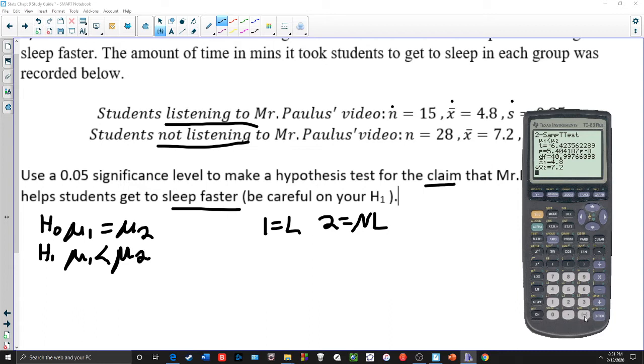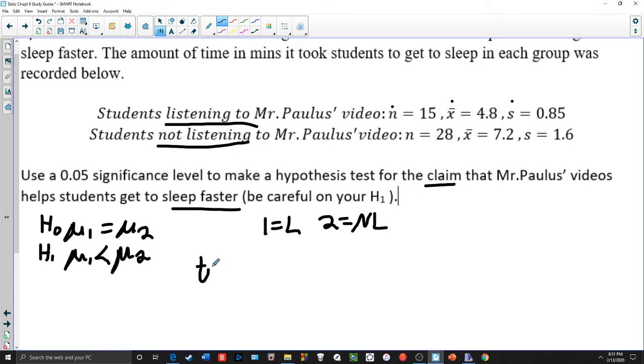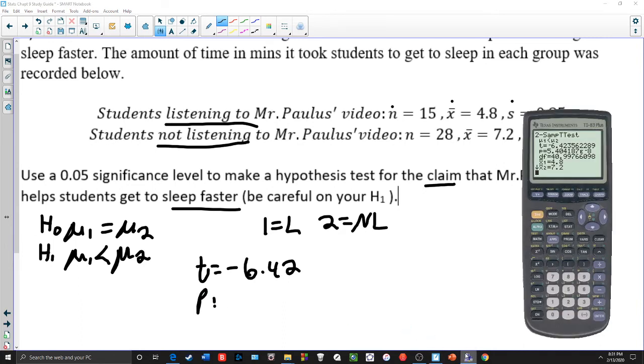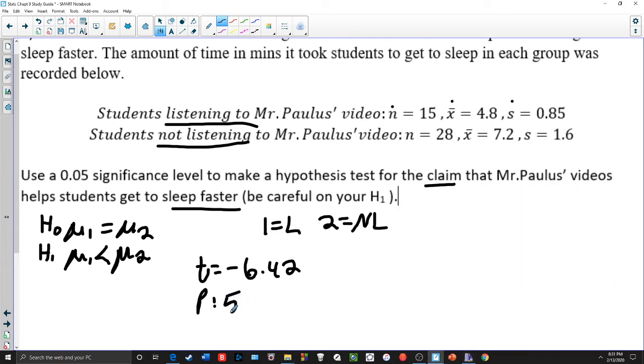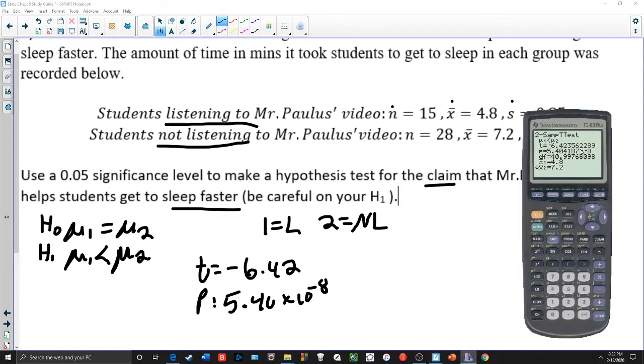There it goes. So once again, we have our data that we can write down and interpret. So we have t-score, which is negative 6.42. And we have my p-value, or my p as the calculator says, which is 5.40 times 10 to the negative 8. Again, another very small number. Basically, if you see that e there, that means you're probably going to reject, because this is going to be a very small number. Again, it's 5 with 7 zeros in front of it.